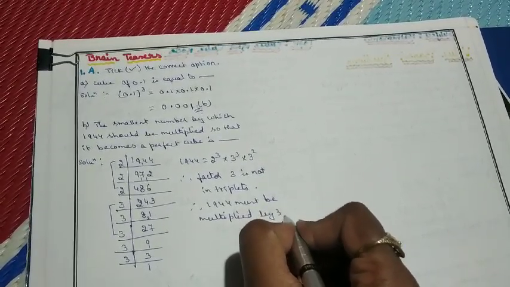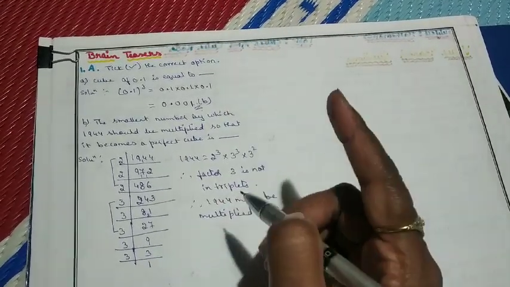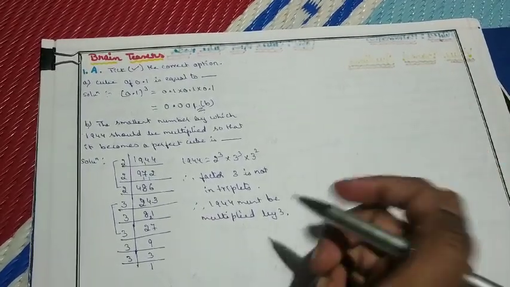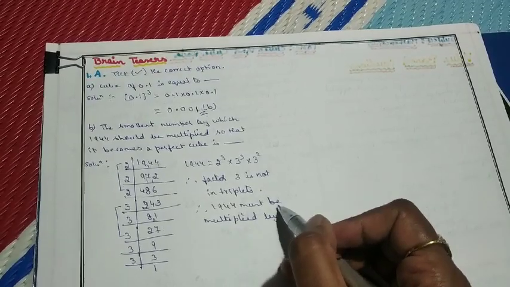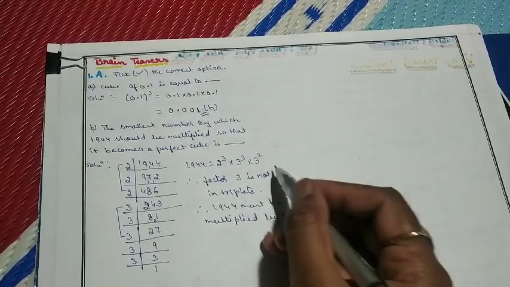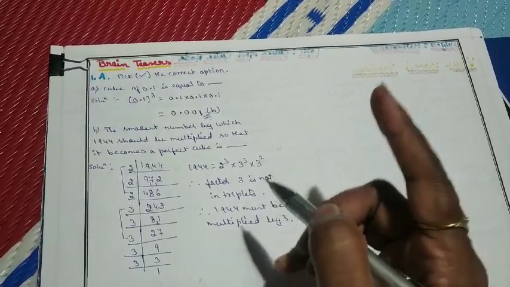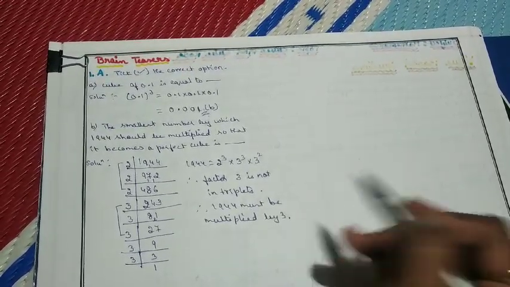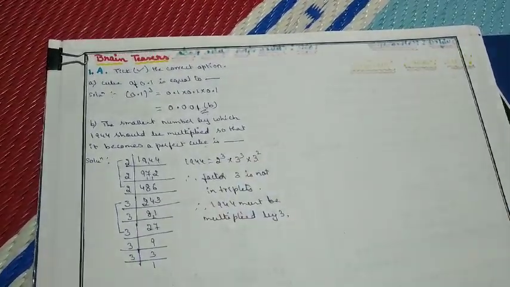3. Remember, children, suppose the factor 3 is repeating only one time, then you require 2 more 3s, means 3 3s are 9. Then we should write factor 3 is not in triplets, therefore 1944 must be multiplied by 9 if the 3 is only one time. If the 3 is 2 times, then one more 3 is required, so we can write 1944 must be multiplied by 3 to make it into a triplet, then the product becomes a perfect cube.